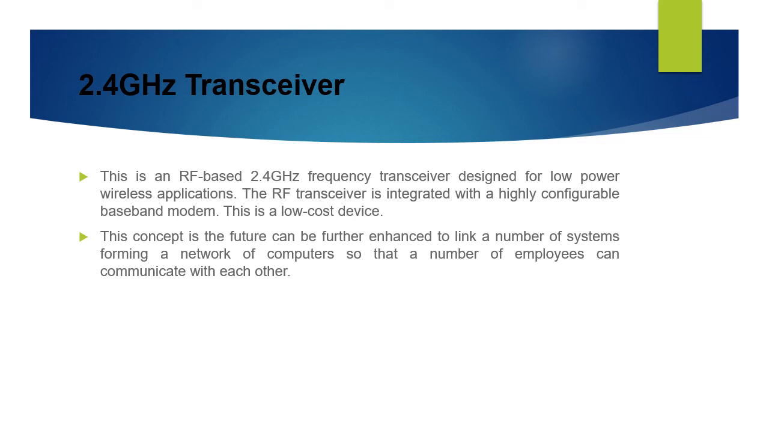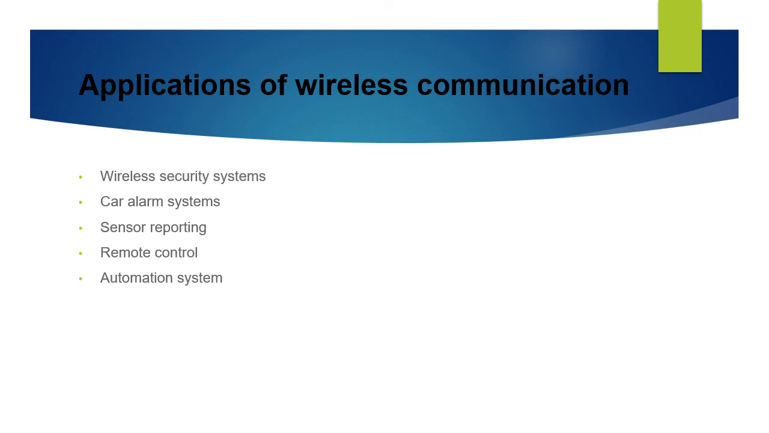2.4 gigahertz transceiver. This is an RF based 2.4 gigahertz frequency transceiver, which is designed for low power wireless applications. It can be enhanced to link a number of systems, forming a network of computers so that a number of employees can communicate with each other. So these are the applications of wireless communication: car alarm system, sensor reporting, remote control automation system, etc.